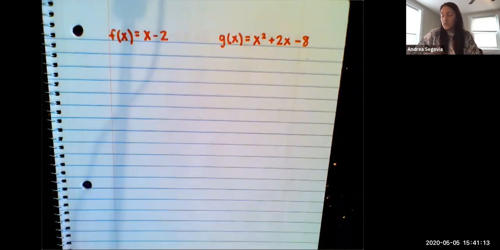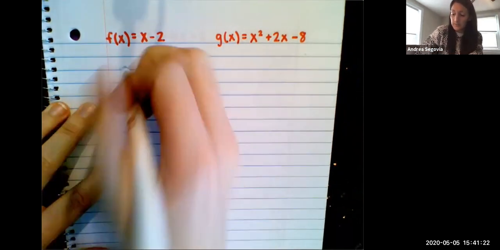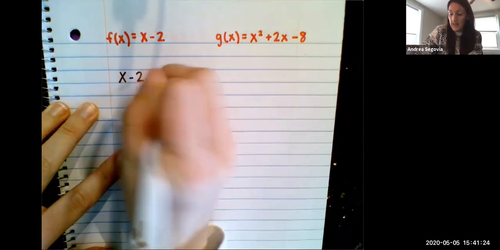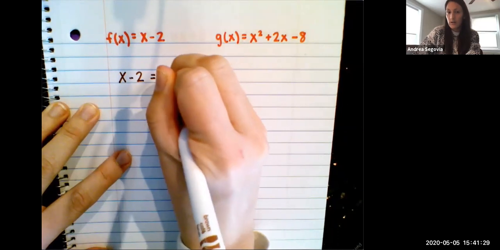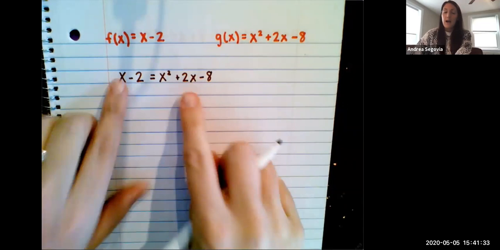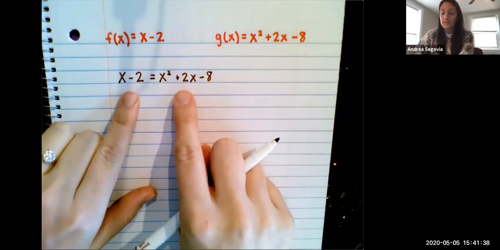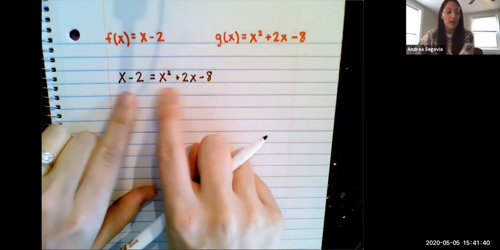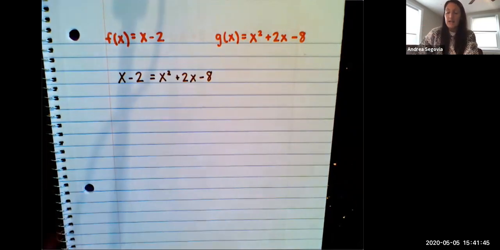So the first thing I'm going to do is follow my first step, which says set the equations equal to each other. So I'm going to take my first equation, x minus 2, and set it equal to the other equation, x squared plus 2x minus 8. I want my equations to meet, to cross. So by setting them equal to each other, I'm saying that I'm trying to find what x is when y is the same. So I did my first step.